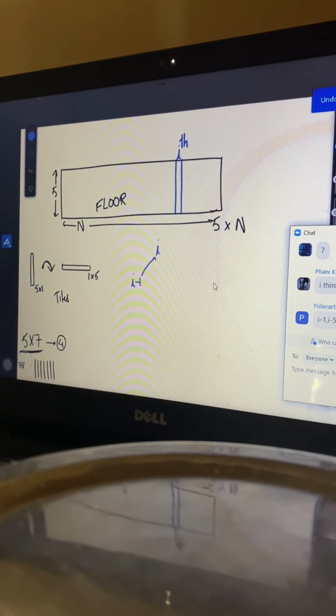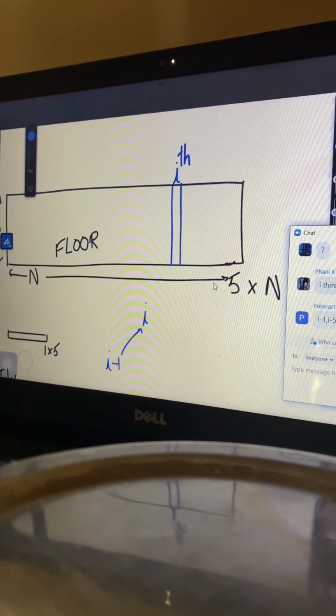The other option is you place the tile horizontally. We don't know if this part exists or not, so we cannot exceed I. So we are going to place a tile horizontally like this. If one is horizontal, everything below it has to be horizontal. That is, we'll be placing 5 tiles horizontally.